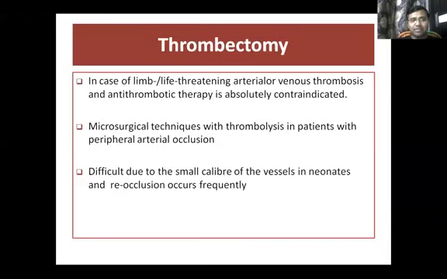Thrombectomy is for life and limb threatening arterial or venous thrombosis, when anticoagulation is absolutely contraindicated. Microsurgical technique is used for thrombosis in patients with peripheral artery involvement. Studies are limited, and neonates have very small caliber vessels. Recannulation occurs very frequently whenever the procedure is undergone.